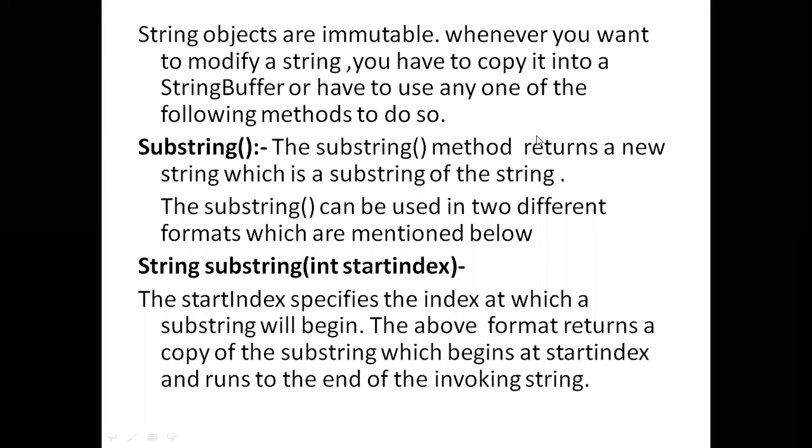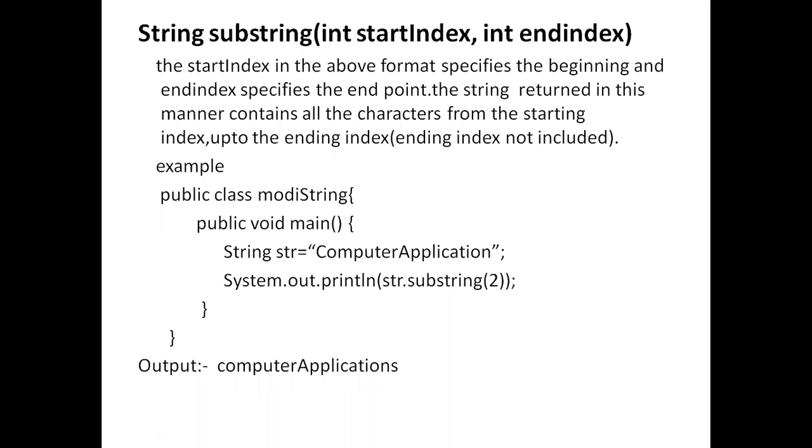Substring. The substring method returns a new string which is a substring of the string. The substring method can be used in two different formats, which are mentioned below. The substring(start index) method: the start index specifies the index at which a substring will begin. This format returns a copy of the substring which begins at the start index and runs to the end of the invoking string.